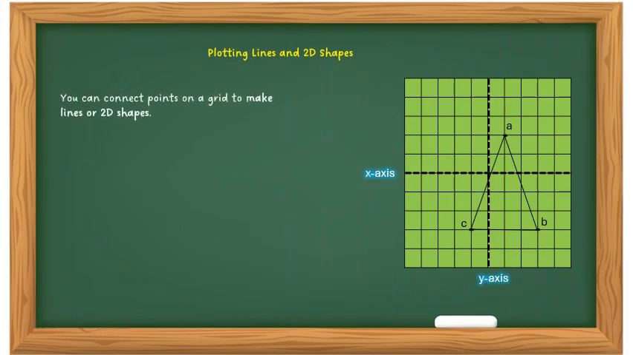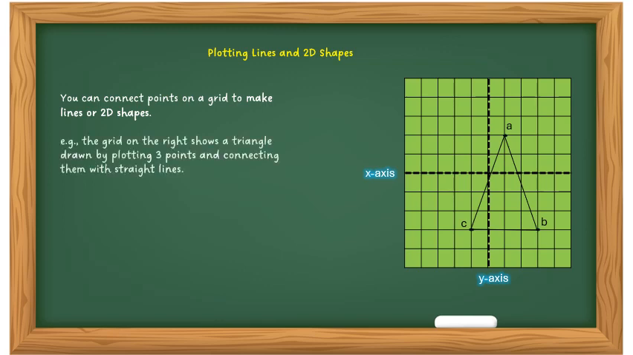Now you can connect points on a grid to make lines or 2D shapes. For example, the grid on the right shows a triangle drawn by plotting 3 points and connecting them with straight lines to give you the shape. We call this triangle ABC after the letters of its corners. So you can see there, ABC. It's as simple as that.